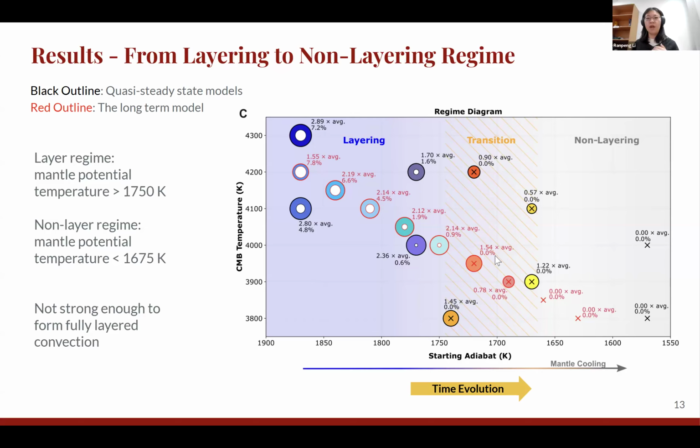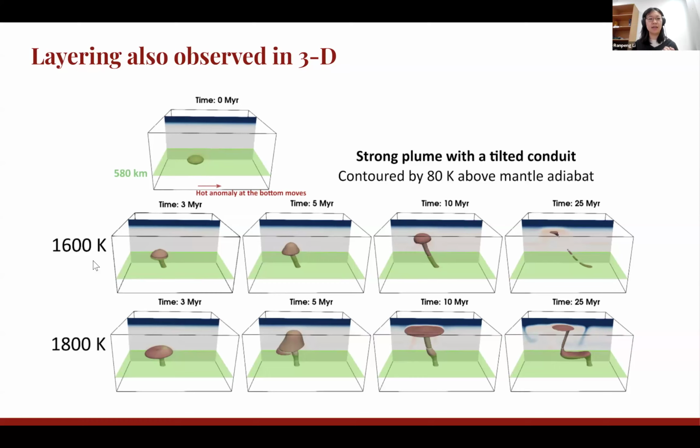And our global convection models are all in 2D, but I just want to mention that we see a very similar effect in 3D models. So these are some simple 3D box setups with a plume rising. The top panel has a mantle potential temperature of 1600 Kelvin, and the bottom one has a mantle potential temperature of 1800 Kelvin. And we can see very consistent results with the 2D observations.